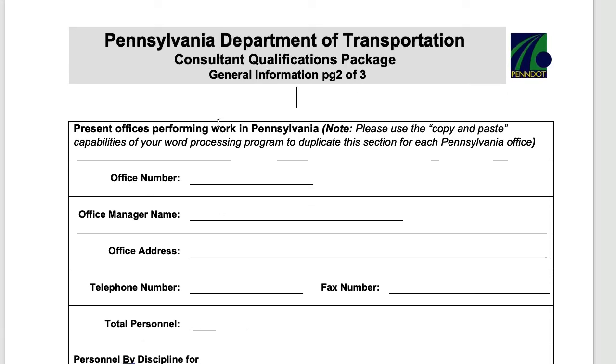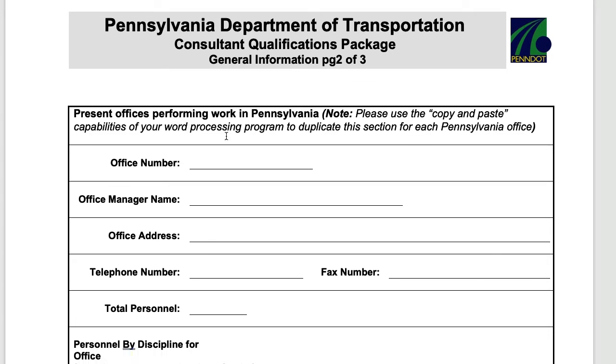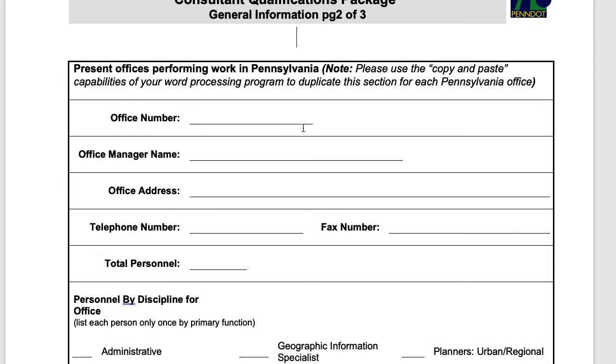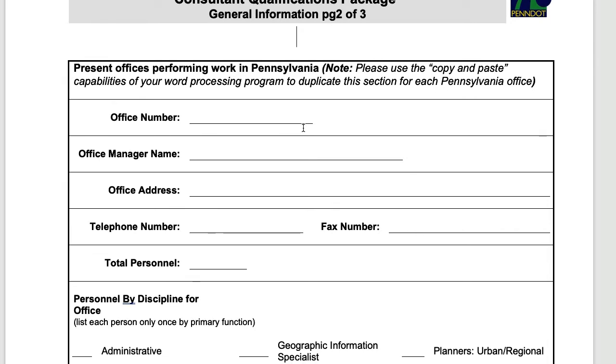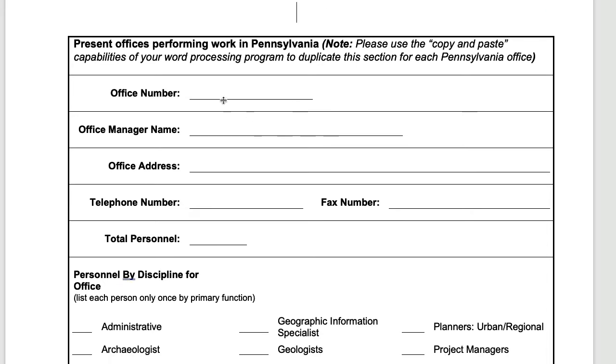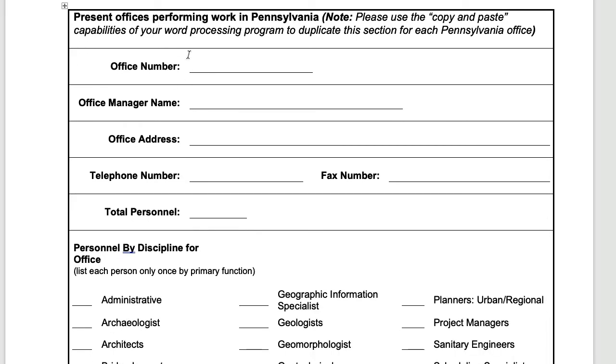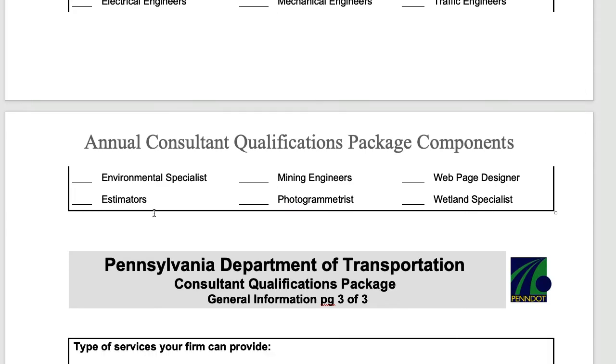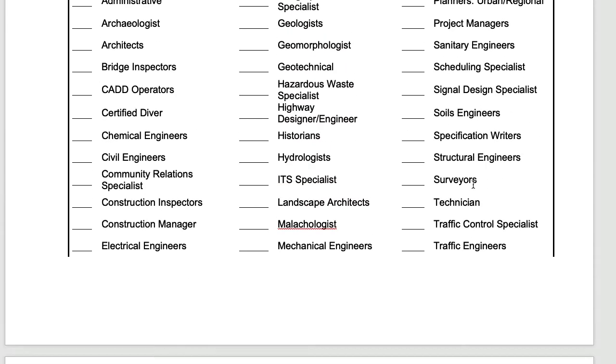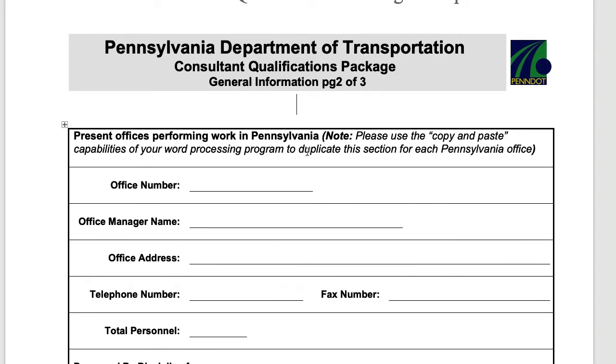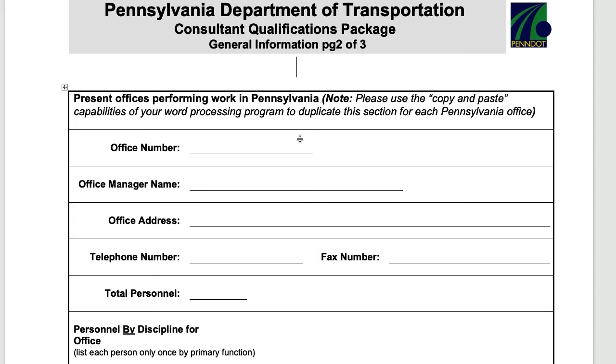And this section is the one that actually is the meat and potatoes of the general information section. This is your opportunity to demonstrate and showcase or to communicate exactly what your company has to offer. So you actually would copy this section all the way down through here, right? All of this is one section. And you would copy this and duplicate this for each office doing business in Pennsylvania.